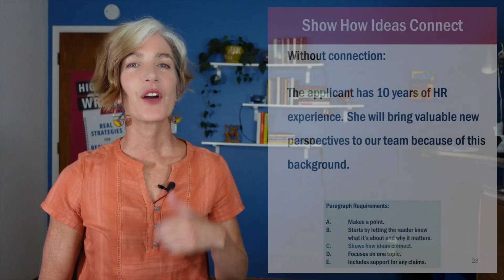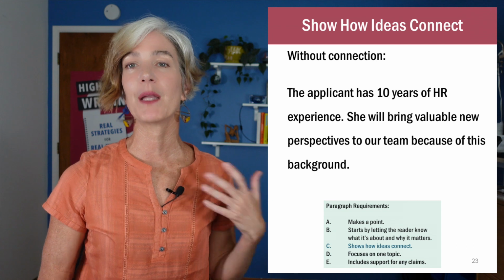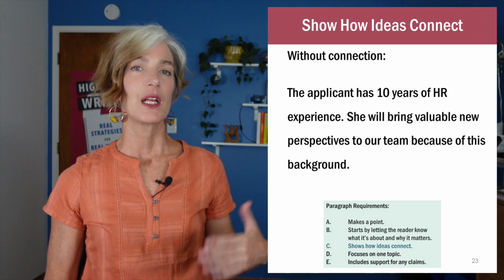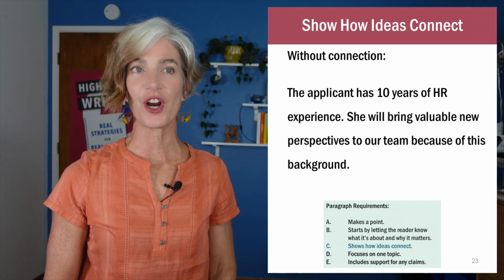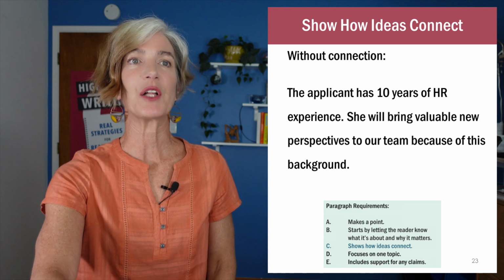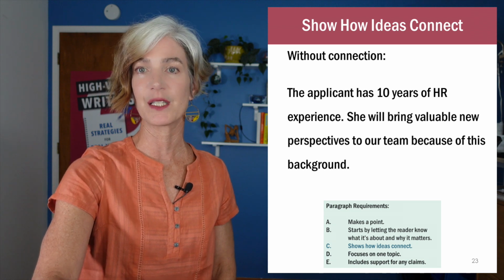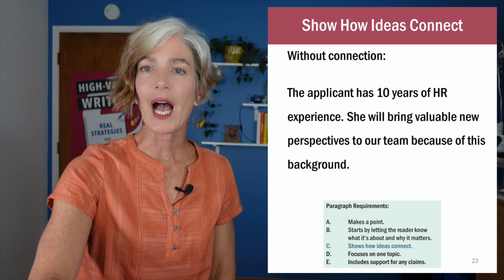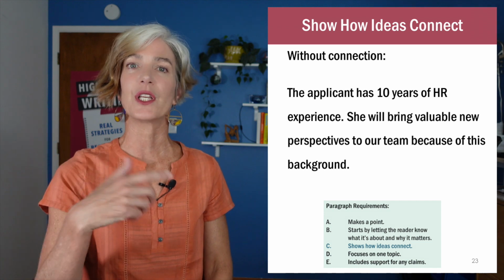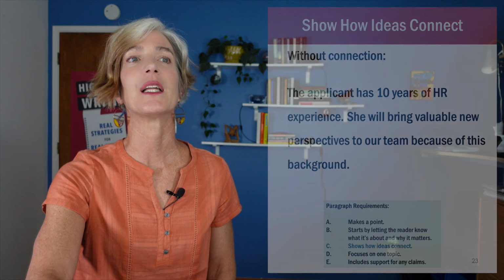So let's look at a couple more examples of creating that sense of connection, that sense of flow between two sentences. All right, without much connection, we might put these two sentences together. The applicant has 10 years of HR experience. She will bring valuable new perspectives to our team because of this background. Not bad. We can kind of understand that she refers to the applicant.